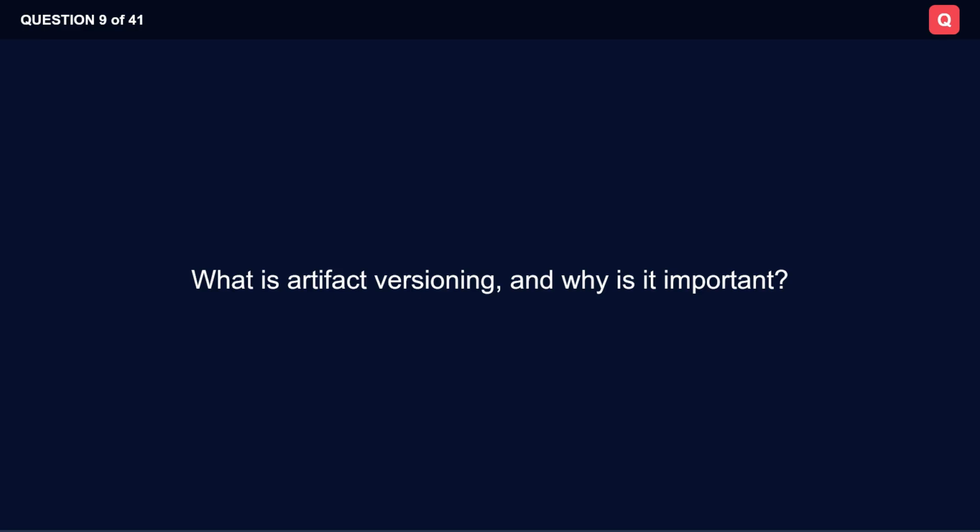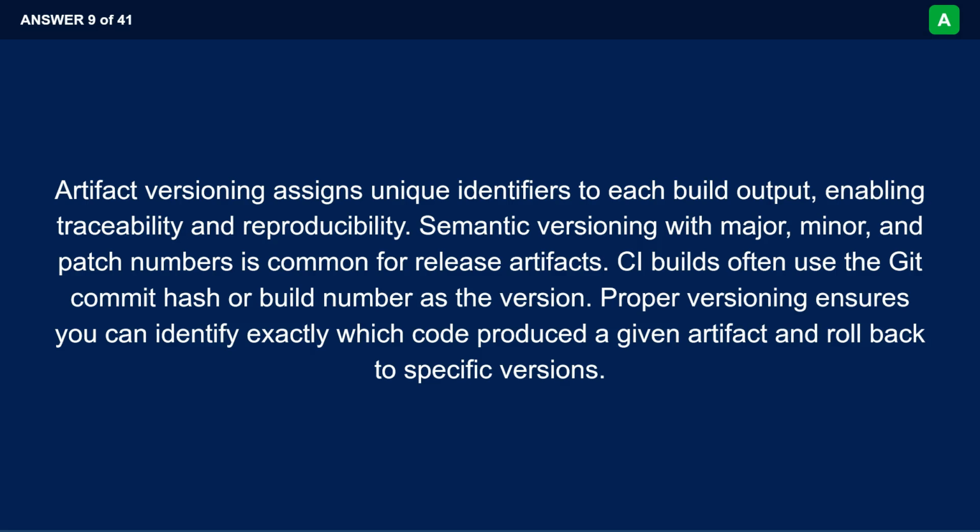What is artifact versioning, and why is it important? Artifact versioning assigns unique identifiers to each build output, enabling traceability and reproducibility. Semantic versioning with major, minor, and patch numbers is common for release artifacts. CI builds often use the git commit hash or build number as the version. Proper versioning ensures you can identify exactly which code produced a given artifact, and roll back to specific versions.